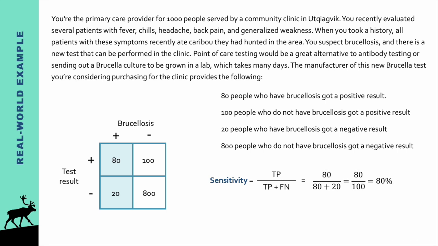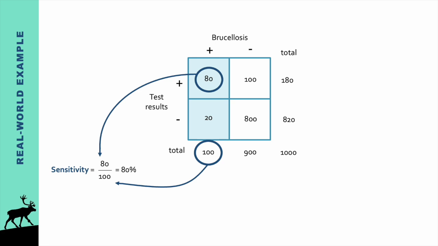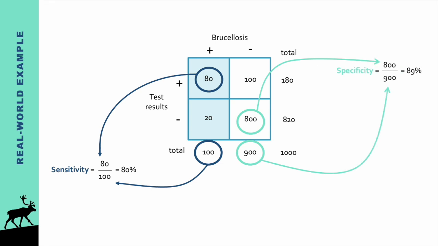Then we calculate sensitivity by dividing 80 by 100 for 80%, and we calculate specificity by dividing 800 by 900 to get 89%. This means the Brucella test in this example correctly labeled 80% of the people with brucellosis as having the disease, and it correctly labeled 89% of the people without brucellosis as not having the disease. The sensitivity is the true positives divided by the total population with the disease, and specificity is the true negatives divided by the total population without the disease.